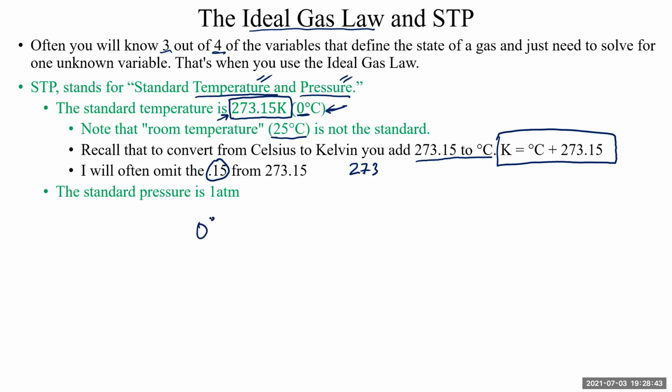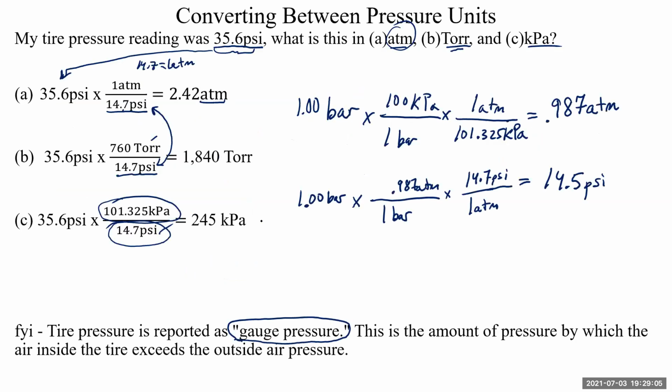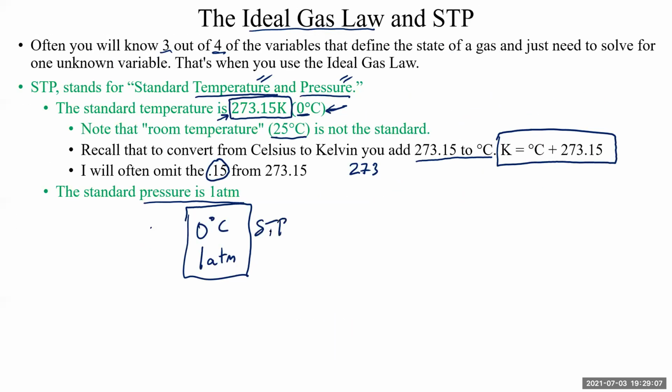Okay, so 0 Celsius is standard temperature, 1 atmosphere is standard pressure. It's easy to remember because it's 0 and 1. Of course, if you need something besides atmospheres, like PSIs or kilopascals, it's not going to be the number 1. It's going to be whatever those units are. But if you want a quick way to remember what STP stands for, STP is 0 and 1. 0 Celsius, 1 atmosphere.